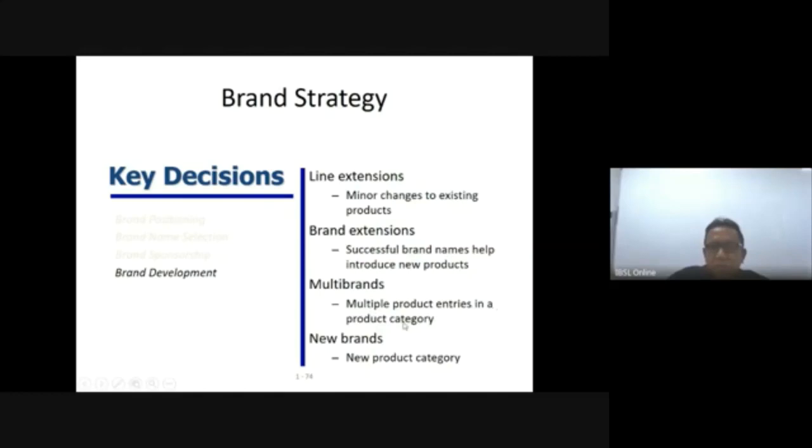Multi-brands, multiple product entries in a product. Now, if you take Unilever, for that matter, Unilever has a multi-brand model. Unilever doesn't market as Unilever Lux. Lux is a separate brand. Signal is a separate brand. Rexona is a separate brand. So like that, they have multi-branding. Their products have different brand names, different to each other. There's no connection. And new brands can come as a totally new brand.